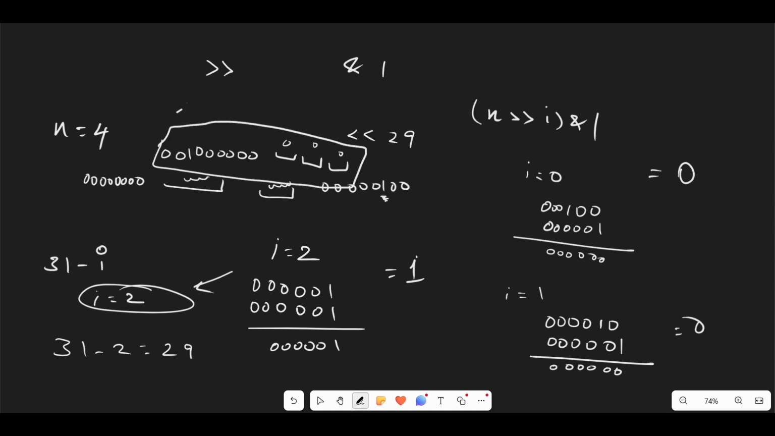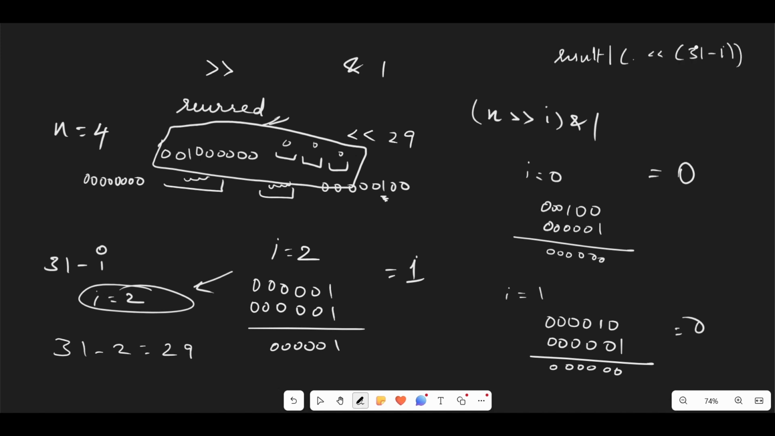So our result updation statement will look like result is equal to result OR of bit shifted by 31 minus i times. Now that we have understood the intuition, let's look at the code.